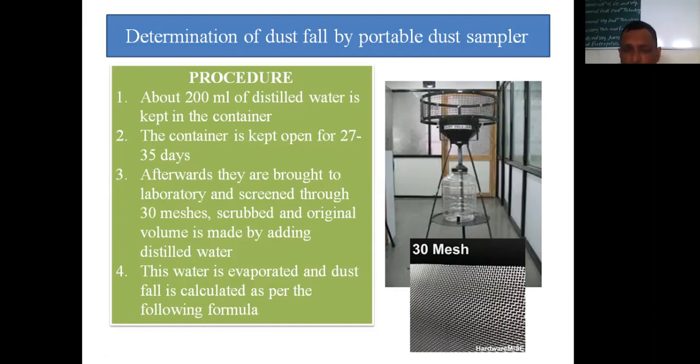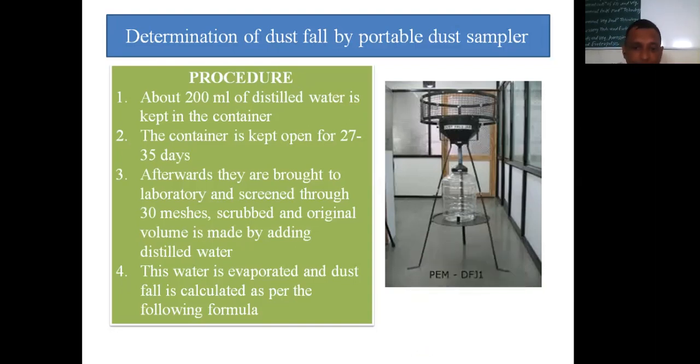Say for example, we place this portable dust sampler on the rooftop of this College of Agriculture, Baramati, and we know the area of the surface on which the dust is trapped. Similarly, we can calculate that in Shardanagar campus, how much would be the approximate dust fall. Similarly, in the Malegaon region, how much would be the approximate dust fall. In this way, we can calculate the dust fall in the entire area.